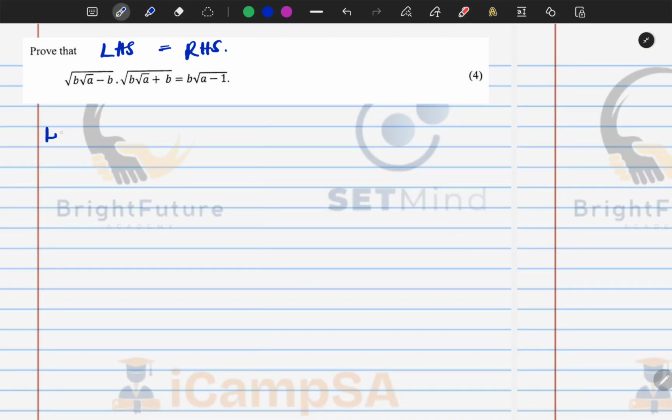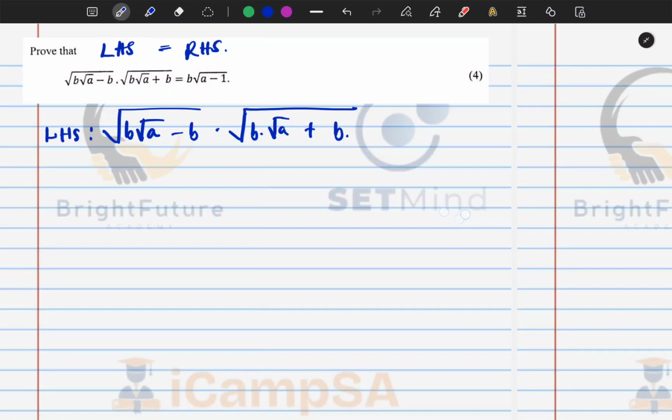And so we are going to say our left hand side, which is b times square root of a minus b, times your square root b times your square root of a plus b. So what I'm going to try and do is write this as one square root.